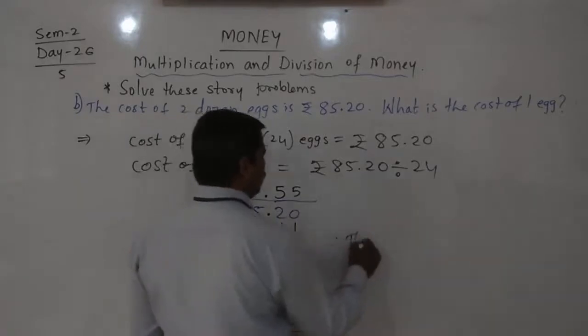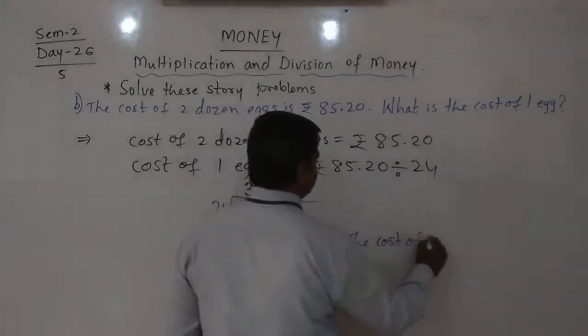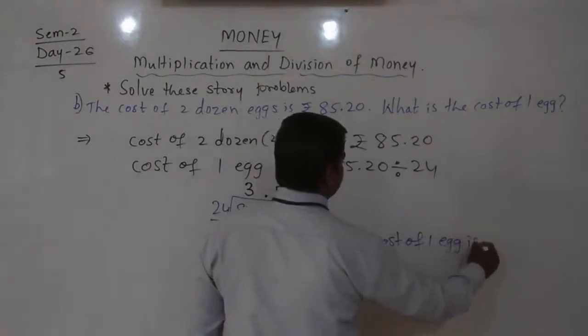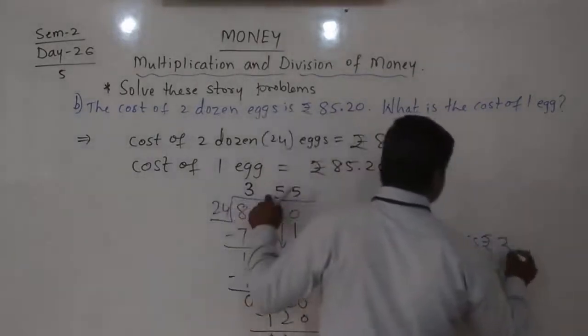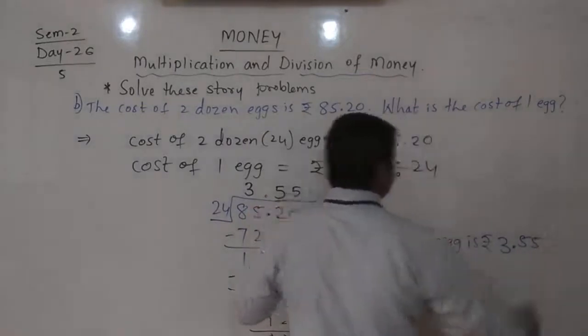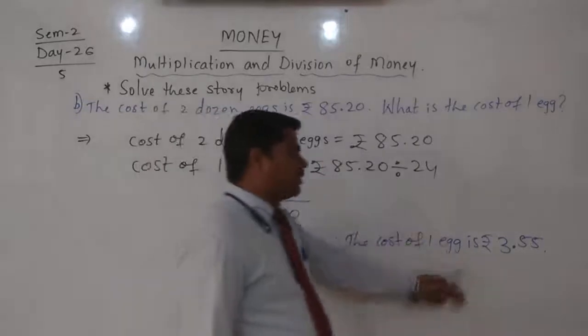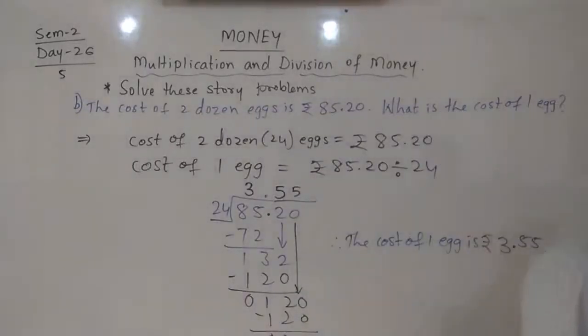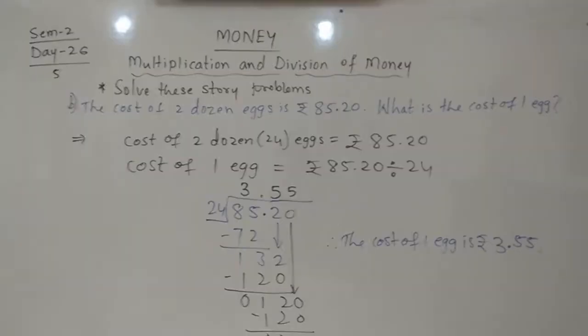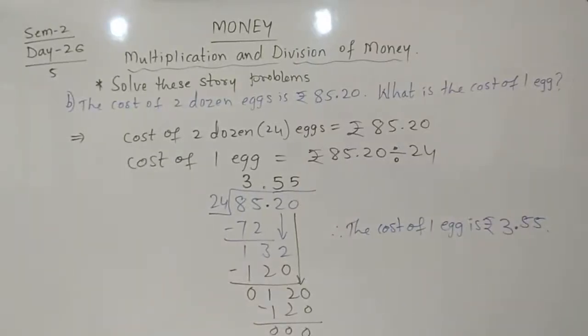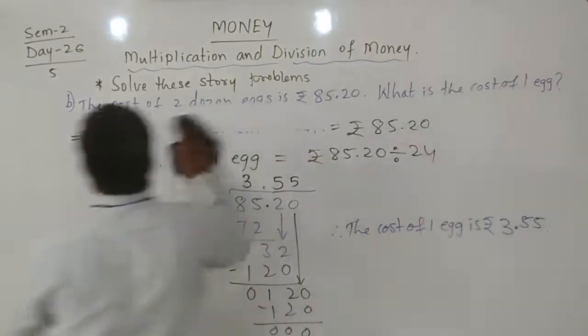Then we can write, therefore, the cost of 1 egg is equal to rupees 3.55. The cost of 24 eggs is 85.20. Then the cost of 1 egg is 3.550. Very simple now. Is there any doubt? No doubt. Okay, we'll go with another one. Next, C question.